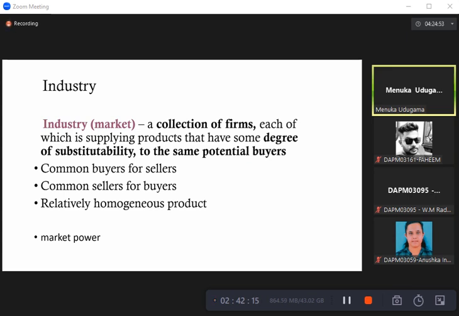Take the price of paddy: although all of us sell the same product, or because we sell the same product, it's substitutable. If a consumer comes to my farm and I don't have paddy, then you can easily buy paddy from another person because it's substitutable, right? So that's the characteristic of an industry.